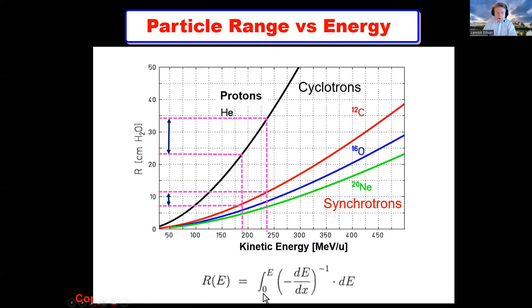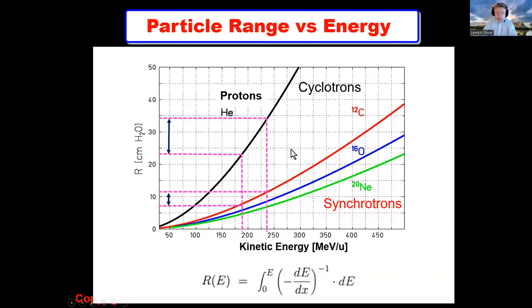You can calculate this also from the stopping power formula. You integrate from zero to E, one over minus dE/dx. And then we can see that to reach a range suitable to treat all organs in the body, you need about 34, 35 centimeters. Then you need about 230, 240 MeV, maybe 250 MeV for the protons. But for the carbon ions, you need up to 400 or 450 MeV to reach most places in the body.